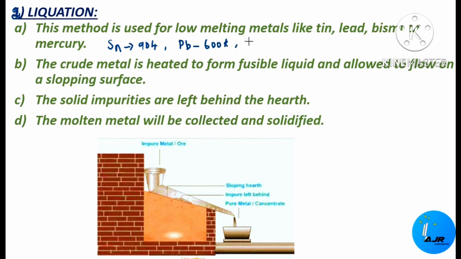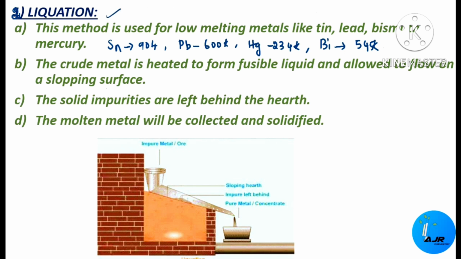For mercury, it is 234 Kelvin. Then for bismuth it is 545 Kelvin. So the melting points of all these metals are very low. So for these metals we'll be following this liquation, right?